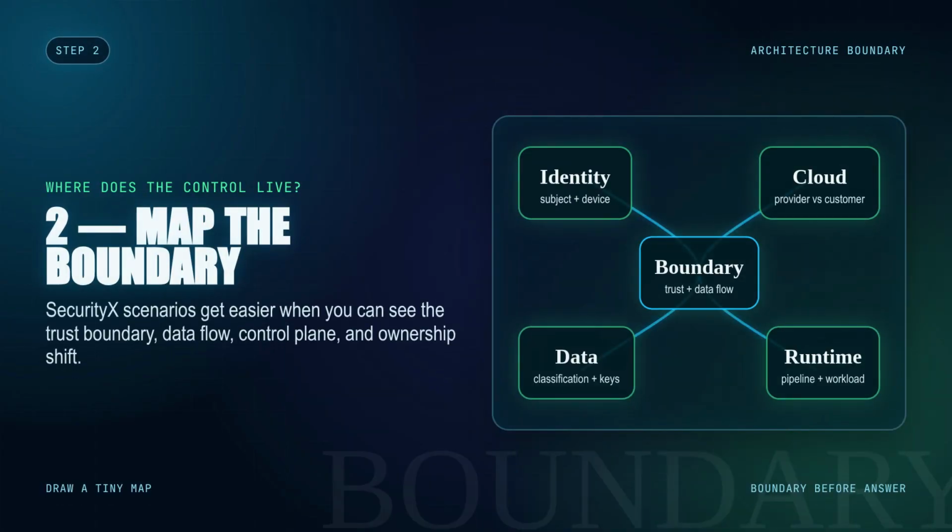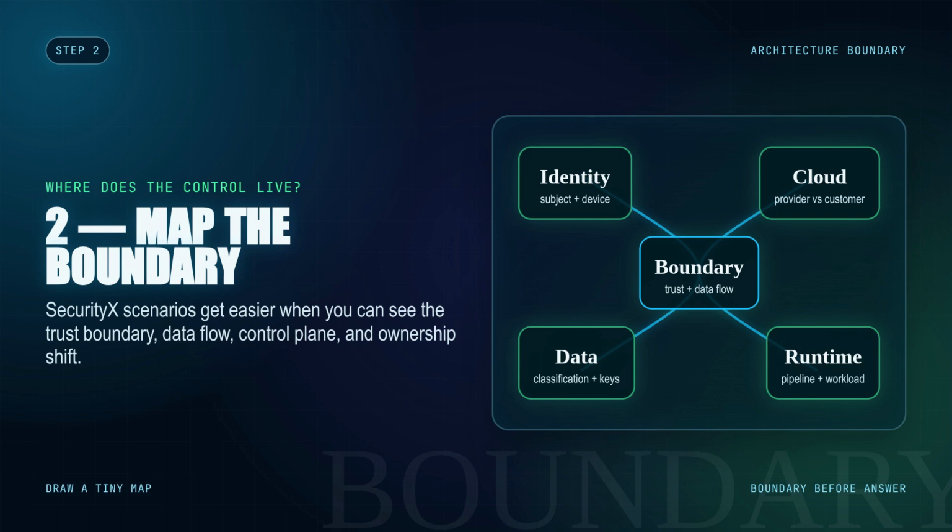The second question is, where does this control live? SecurityX is full of boundaries. Cloud provider versus customer, identity plane versus network perimeter, data layer versus application layer, build pipeline versus runtime, preventive control versus detective control, policy decision point versus policy enforcement point, production versus development versus test. Inside your decision card, draw a tiny architecture map. It does not need to be beautiful, it needs to show the boundary.